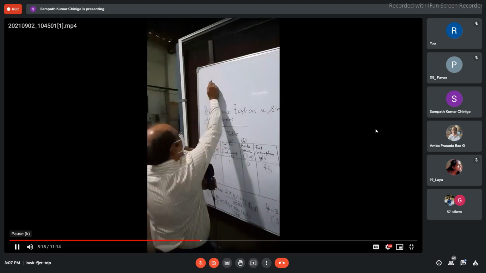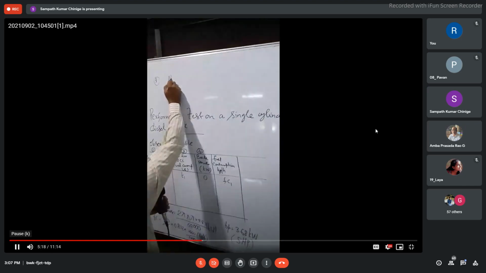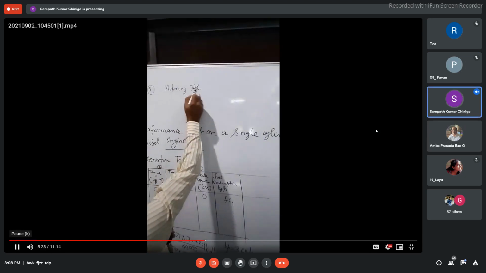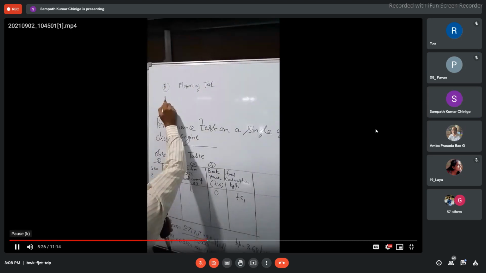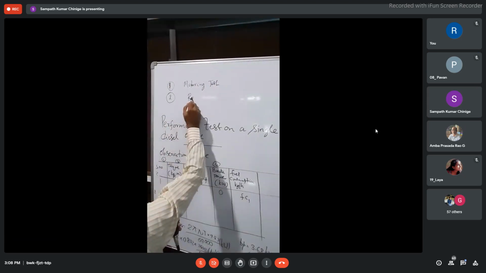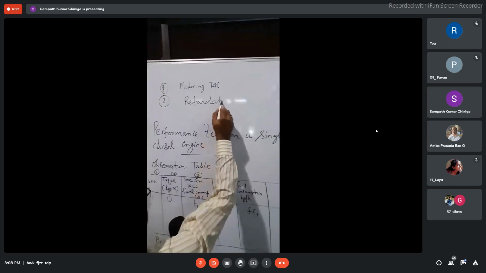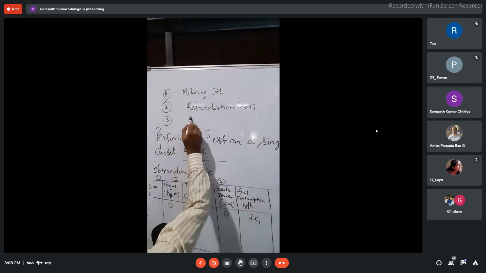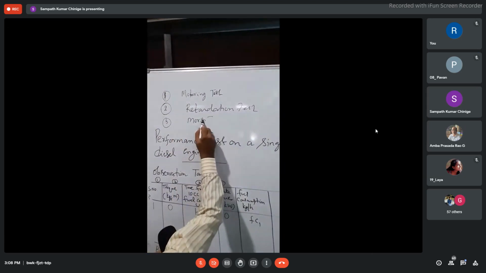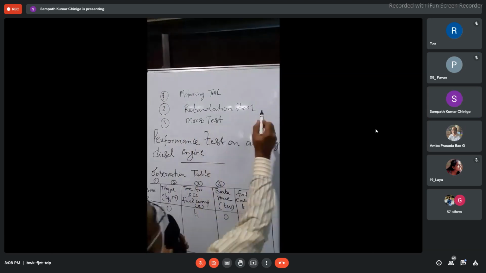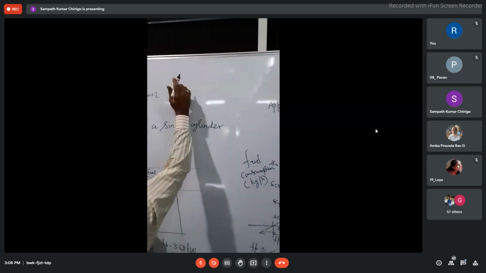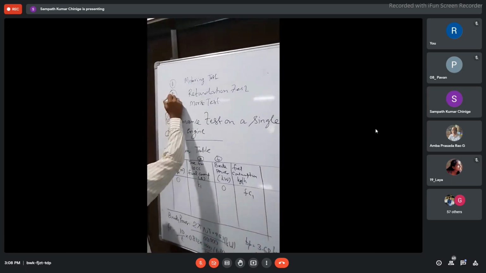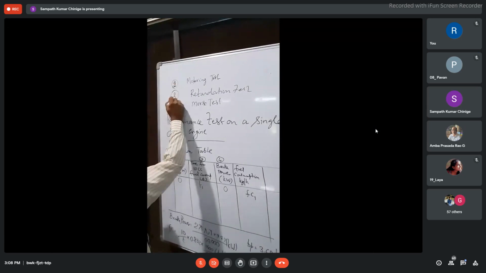Okay. One is the motoring test. The second one will be the retardation test. The third one is the Morse test. And the fourth one, I don't say fourth one, but we are calling it 1, this is 2, then 3, the 4.